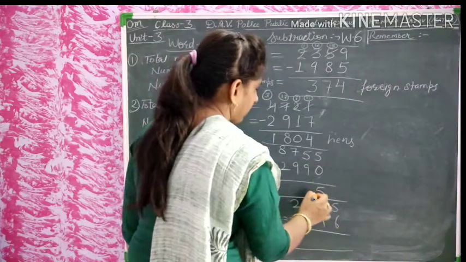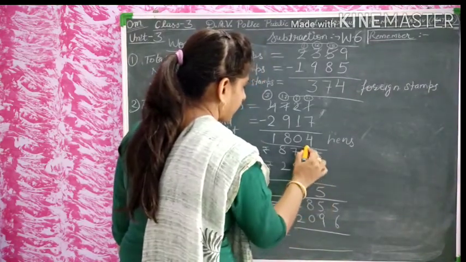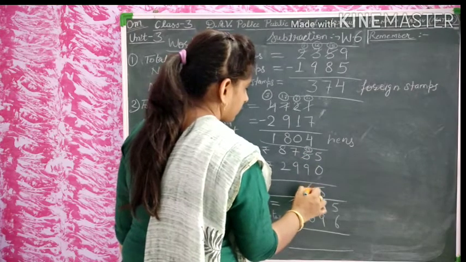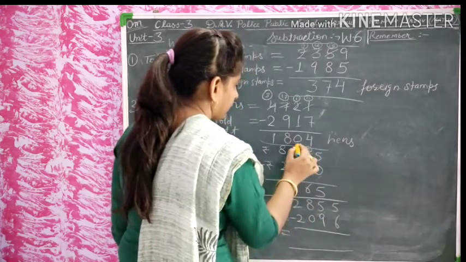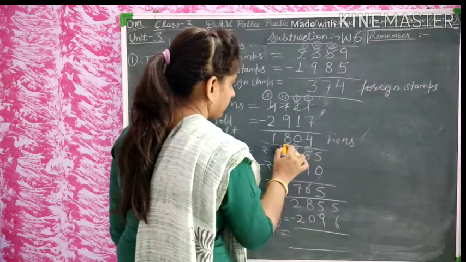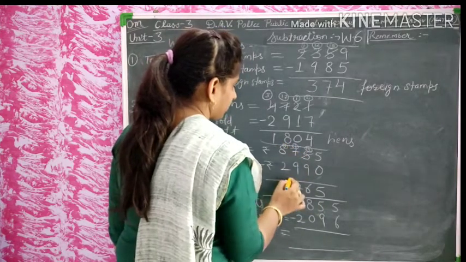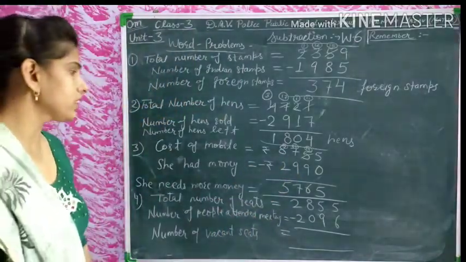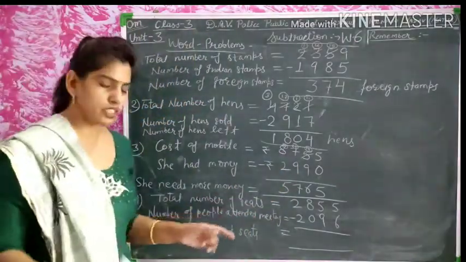That is 15 minus 9 is 6, and there is 6, 16, 7, there is 7, 7 minus 2, that is 5. You will do this question yourself. Okay, students? Now, there is the next question.